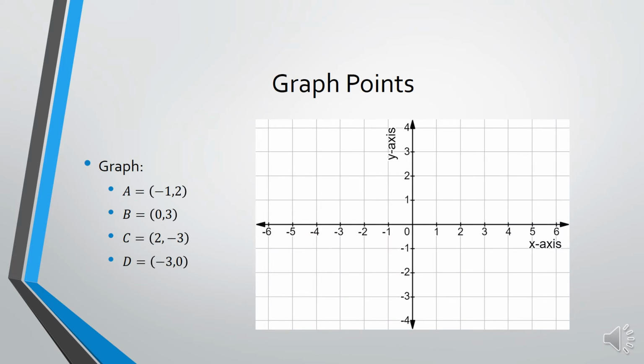So let's graph some points. For my first point, A, is negative 1, comma 2. So that means X, remember this is X, comma Y. I'm going to go negative 1 in the X direction. So negative 1 means start at the origin and then go left to negative 1. Then I'll go positive 2 in the Y direction. So positive 2 means go up. So here is your point A.